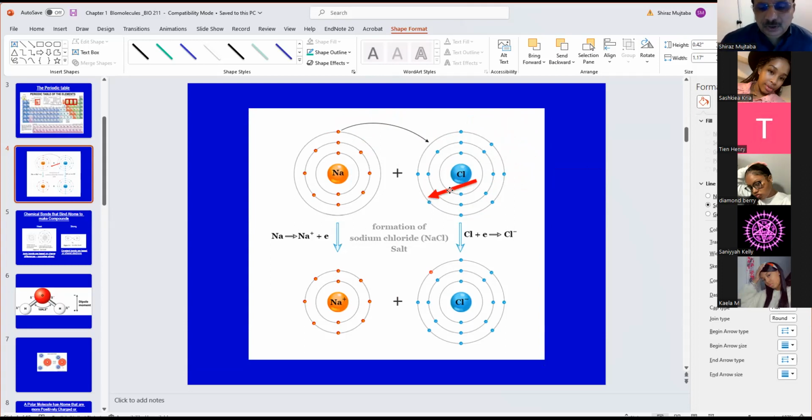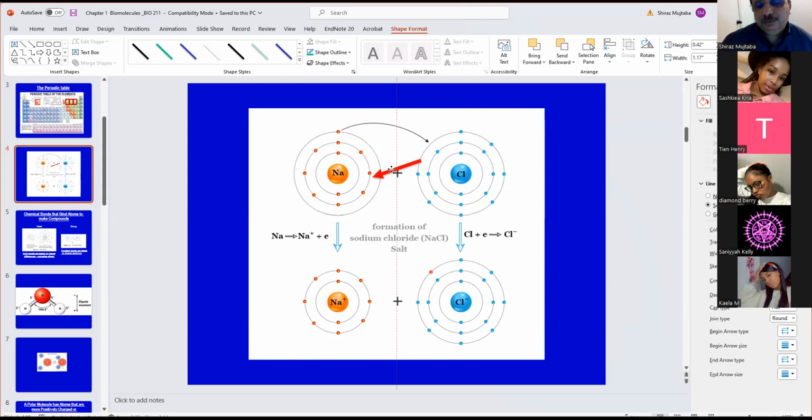Now, to become more stable, if sodium loses 1 electron to chlorine, then chlorine has 8 electrons. So what happens in nature is that sodium is a weak atom, chlorine is a strong atom. Sodium loses 1 electron to chlorine, and this leads to the formation of a chemical bond, and they are called sodium chloride.